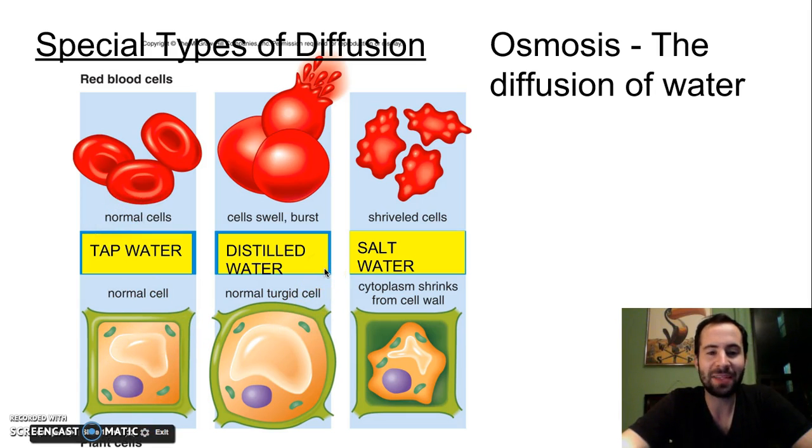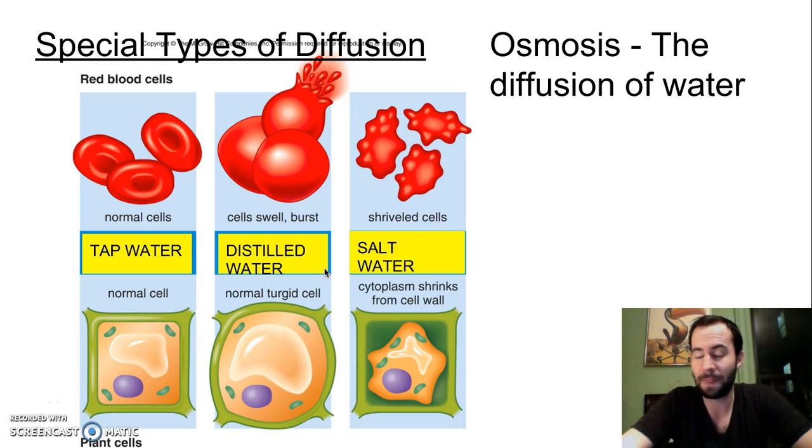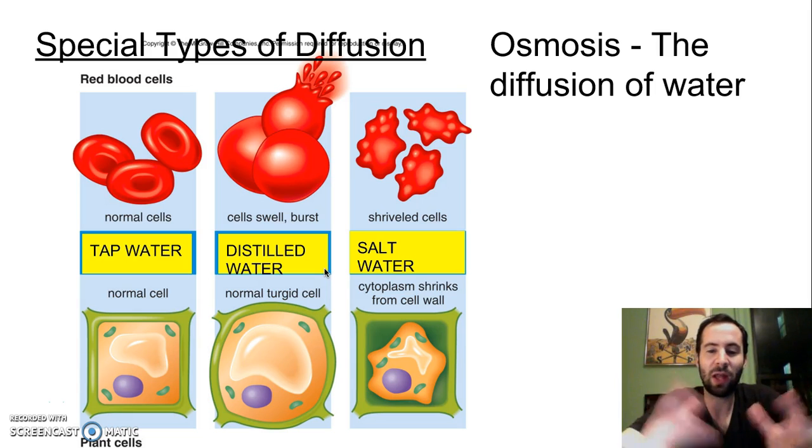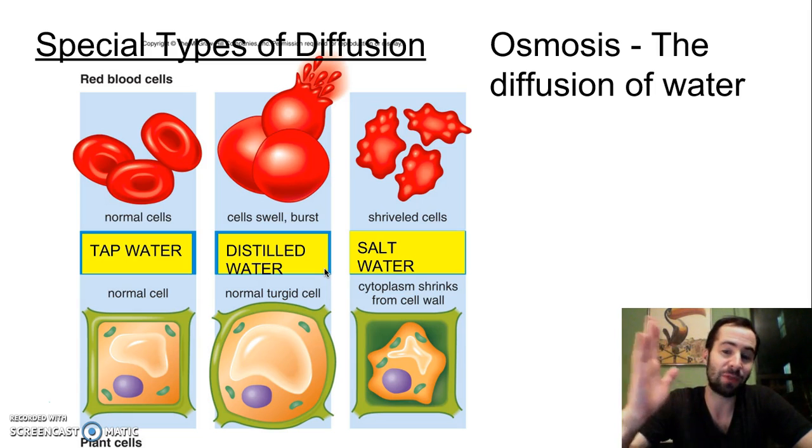But what if we added something called distilled water? Now, distilled water is pure 100% water. So there's a higher concentration of water outside of the cell than inside of the cell, and what happens is the water actually diffuses into the cell. Now, if we're talking about our red blood cells, or our animal cells, right, they're actually going to explode because they don't have a cell wall. But if you're talking about a plant cell which does have a cell wall, that distilled water is going to go into the cell, and it's going to actually swell up and allow that plant to stand up straight.